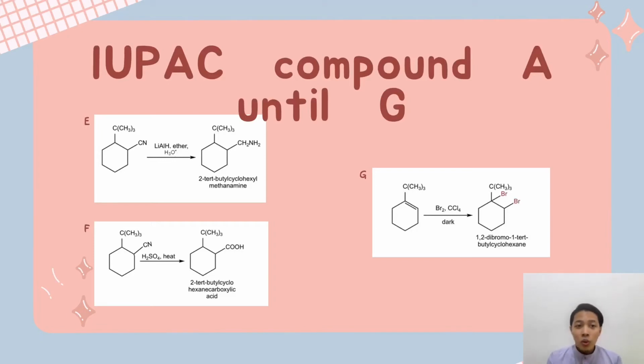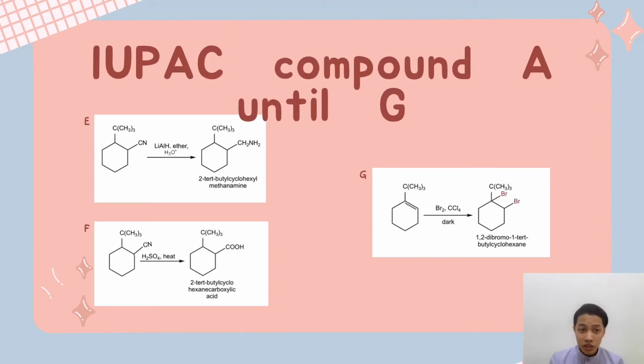For F, 1-butyl-2-cyanocyclohexane reacts with H2SO4 with heat to produce a carboxylic acid. The carboxylic acid will not be included in the longest chain, which is cyclohexane. That is why we name it 2-butylcyclohexane carboxylic acid.